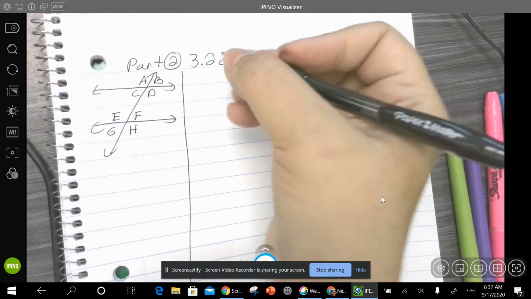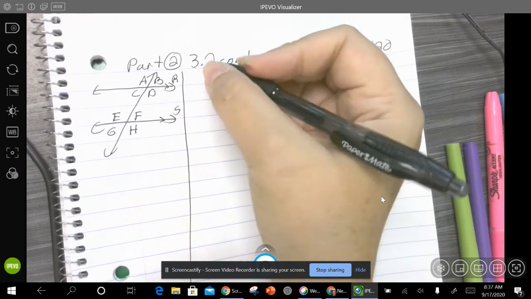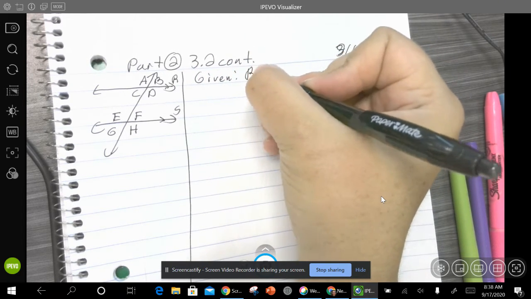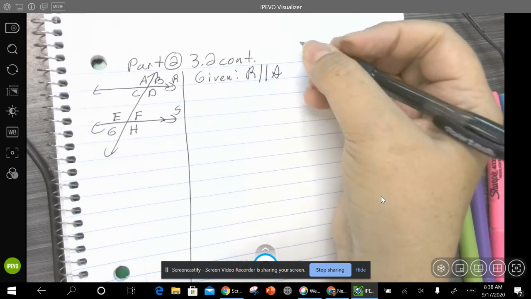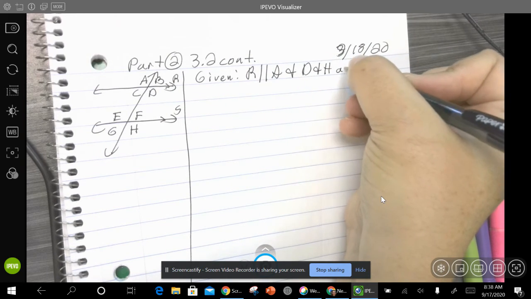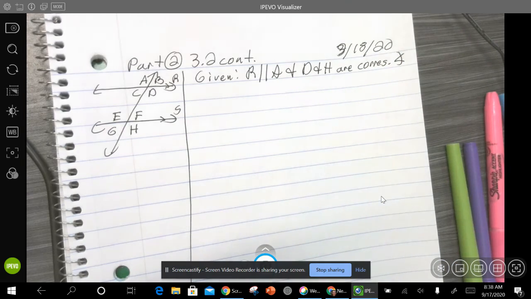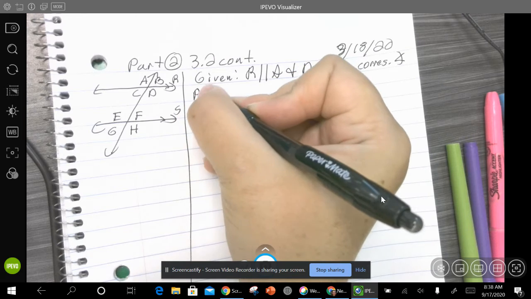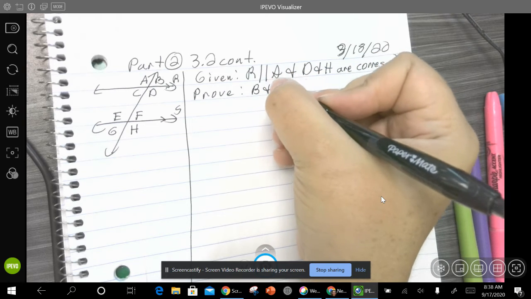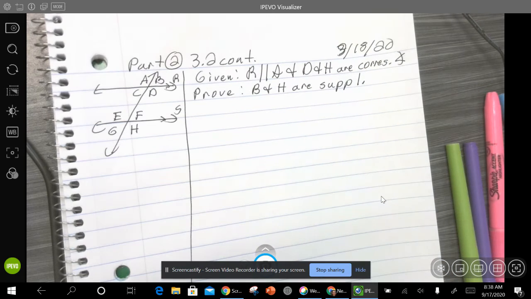Okay, so we are given, this is for our two lines. So we have R and S. So we are given that line R is parallel to line S, and that D and H are corresponding angles. Okay. We need to prove that angle B and H are supplementary. Okay, that they're supplementary angles.